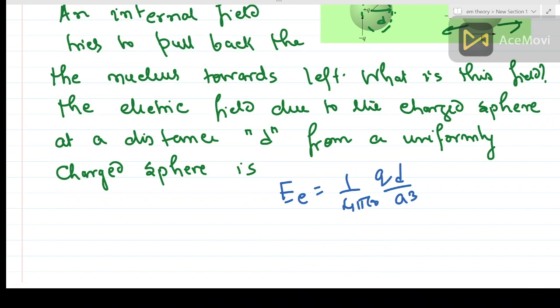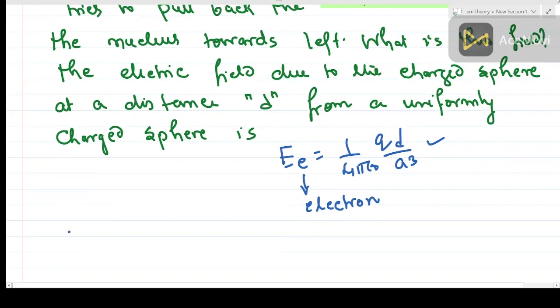I will discuss this thing in a different lecture, at some other lecture. Now this is the electric field due to the uniformly charged sphere at a distance d from the center, and the subscript E stands for the electric field produced by the electron cloud. So an electron cloud producing a field at a distance d from a uniformly charged sphere gives this electric field. Now what happens at equilibrium?